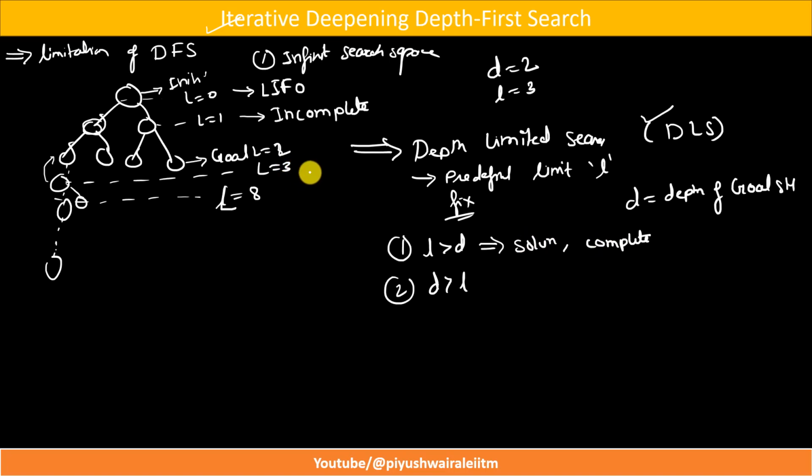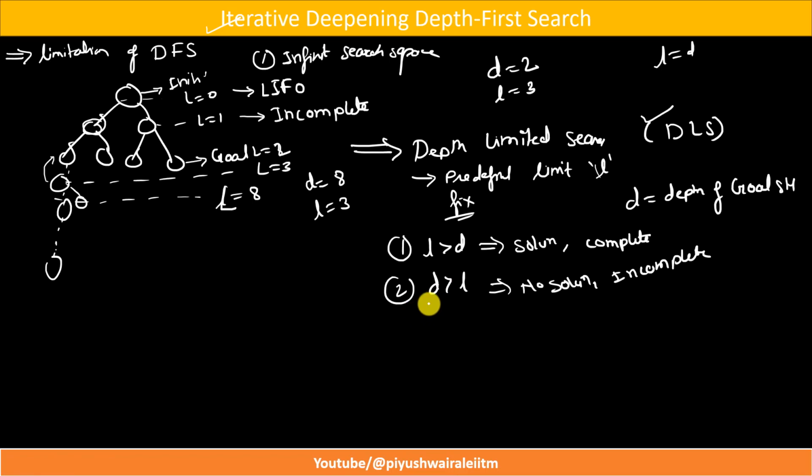We get the solution and we can say it is complete, right? Now what if D equals 8 and L equals 3? In this case, what happens? Our goal is present at level 8, but we are putting the limit for the search algorithm at L equals 3. Then it will never explore the nodes at level 8, because it will not allow traversal beyond L equals 3. Then we will not get any solution, that is no solution, and that is incomplete. These are a few things that we have discussed in the previous lectures.